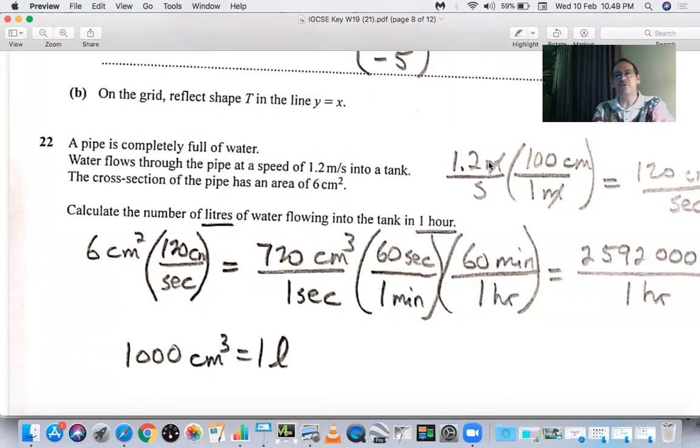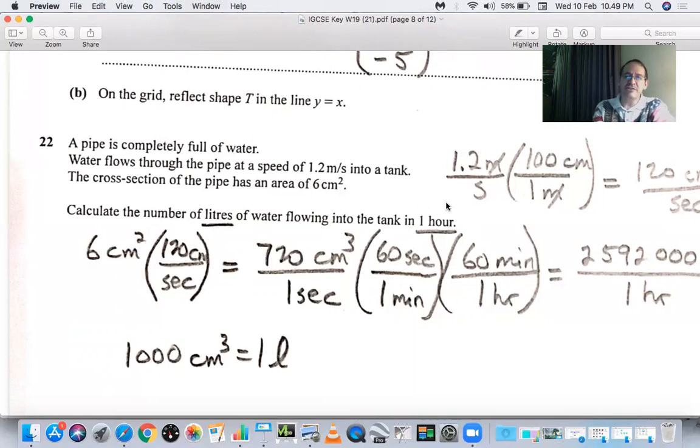So 1.2 meters per second. We want to take 1 meter is 100 centimeters. So we multiply this and that gives us 120 centimeters per second, which then we multiply by our area of 6 centimeters square, and that gives us 720 cubic centimeters per second.